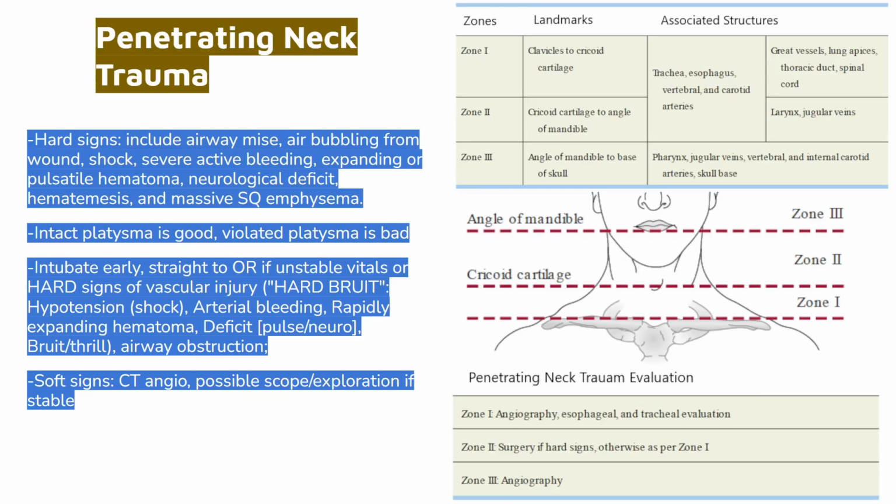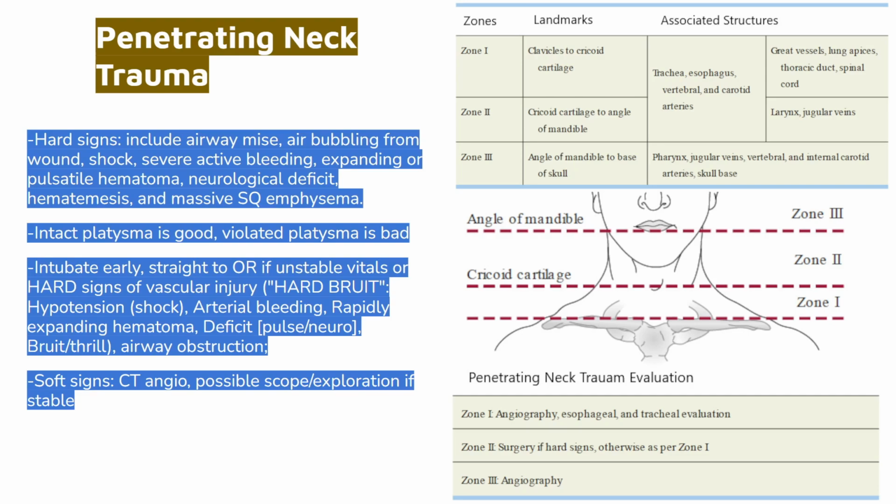Penetrating neck trauma. The boards love to talk about the 3 zones and how you manage them differently. The big thing here, I guess, is zone 3 is above the angle of the mandible. Zone 2 is from the cricoid cartilage to the angle of the mandible. And zone 1 is from the clavicles up to the cricothyroid cartilage, okay?